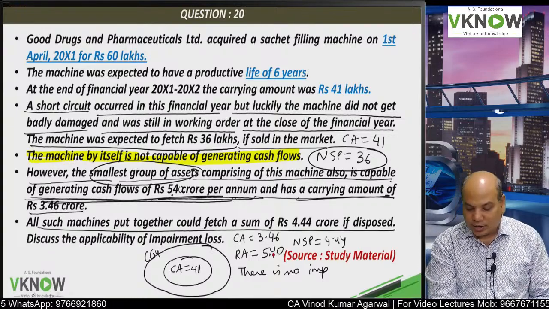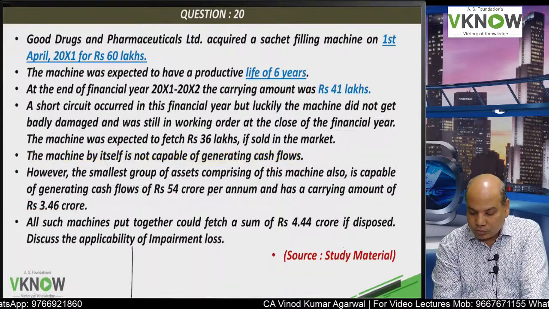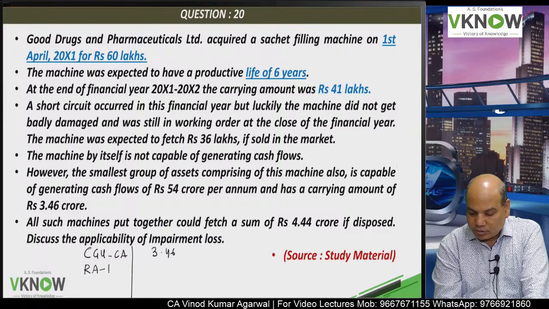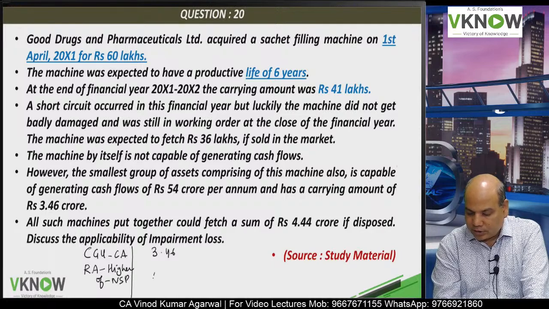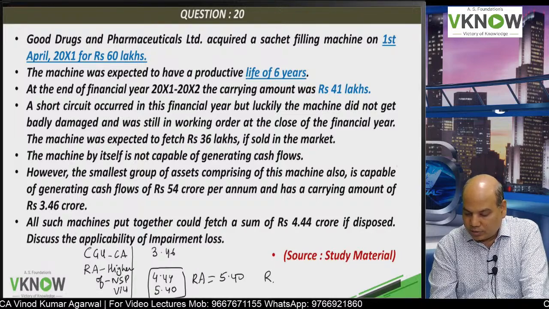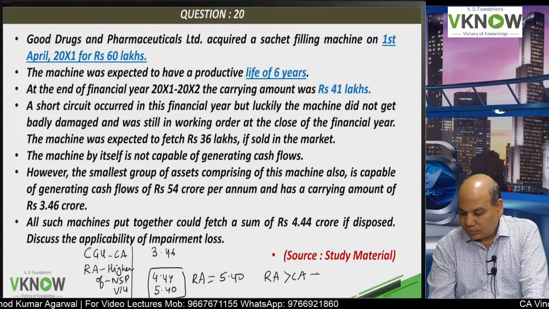So I will just write it nicely for you. CGU carrying amount 3.46 crore. Recoverable amount is the higher of net selling price 4.44 and value in use 5.40. Therefore, recoverable amount is 5.40. Recoverable amount is more than carrying amount, so no impairment.